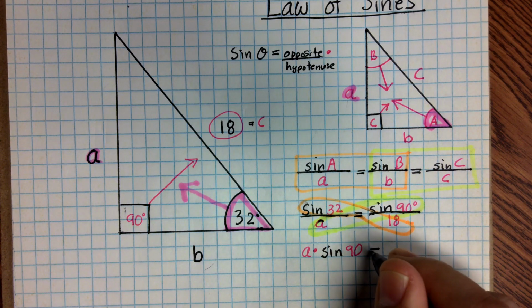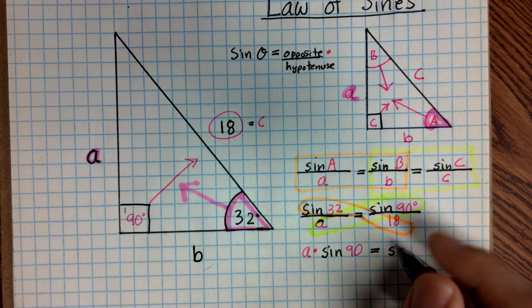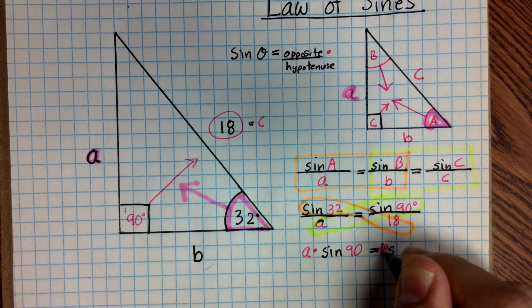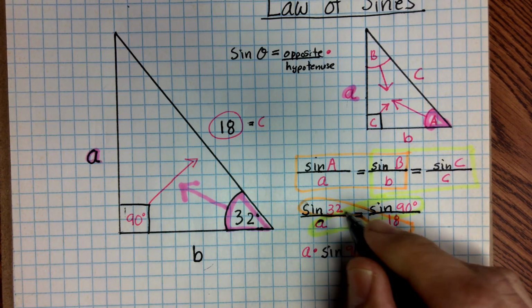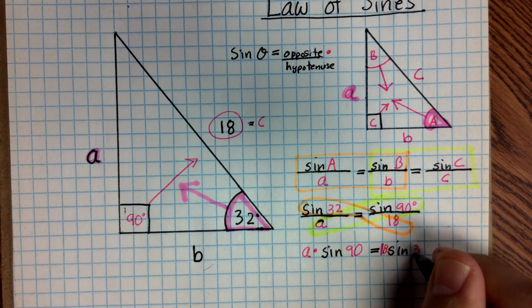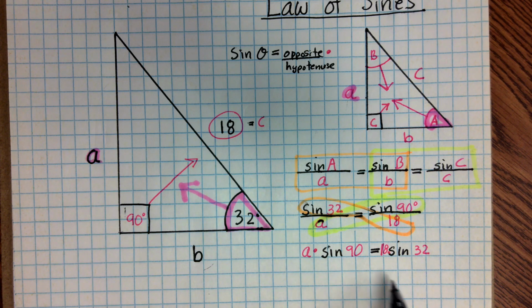So I'm going to say this is equal to 18. I'm going to put the 18 first because that's my number. Put a dot and then times sine 32. Okay, now we don't have an answer yet, but we have A times sine 90 is equal to 18 times sine 32. Now my goal is to figure out what A is. And so no different than any equation we solve, if we know we're looking for the value of variable A, we need to isolate it.